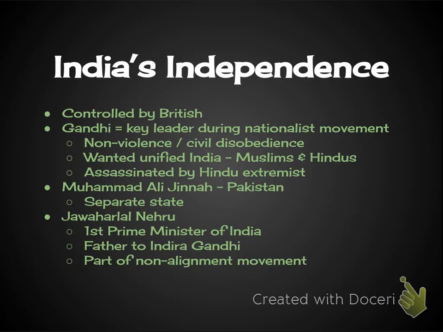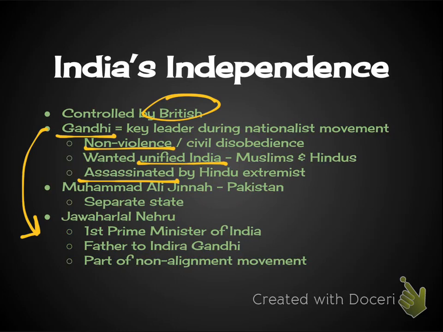So India's independence, we know that they were once controlled by the British. We know that our key leader, you have to know for the test, is Gandhi, and you want to know a little bit about him. What were his methods? Where did he study? That defining moment when he's in South Africa. That he wanted a unified India. He wanted Muslims and Hindus to be able to work together. And so he worked together with Nehru. He's down here, they're friends. But he is later going to be assassinated. So all those key things you want to know about Gandhi, biggest things that he used: nonviolence, civil disobedience.